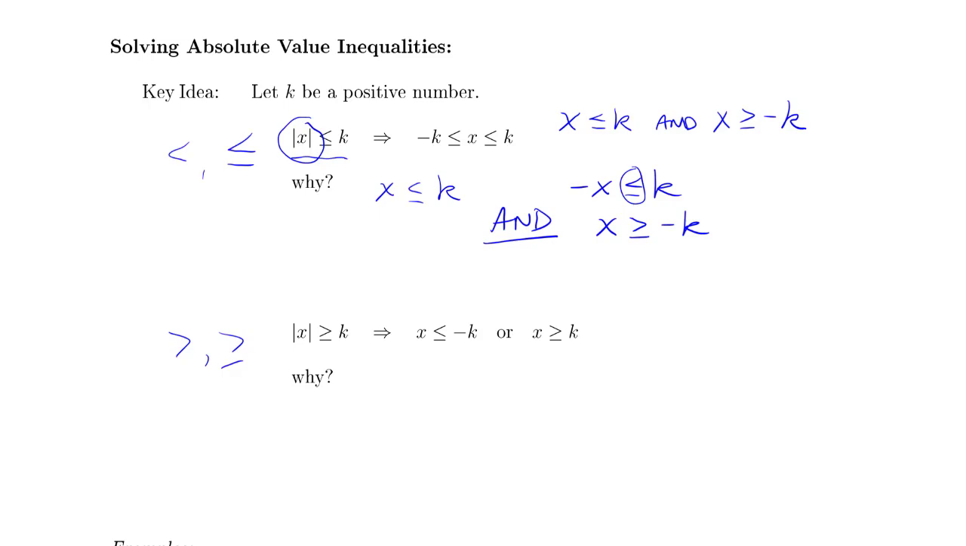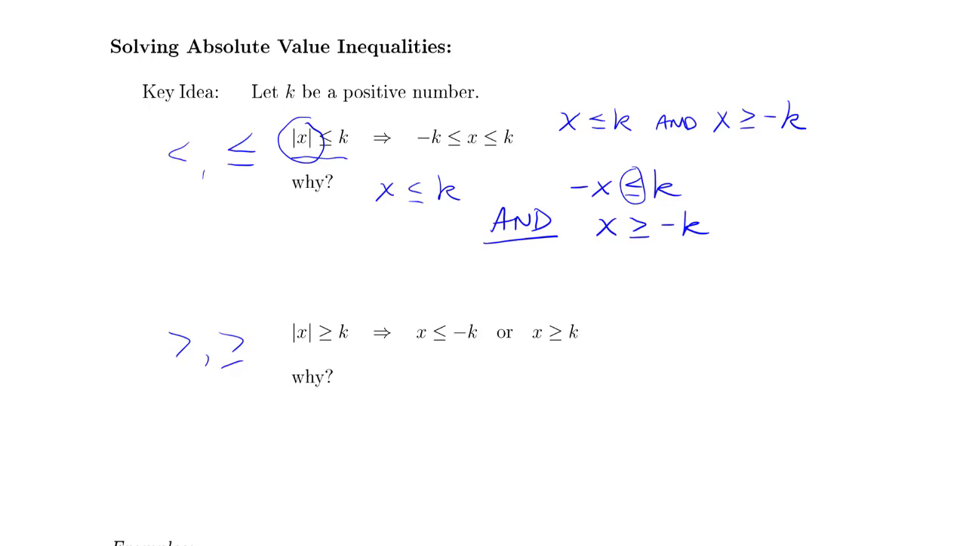All right? So I like to think of it as less than means and. That's just a little idea you can use to help remember. All right, so now let's go to the other case.